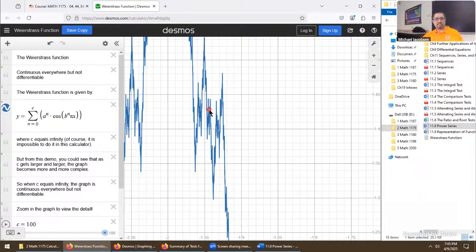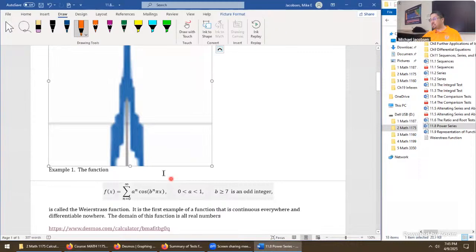Software through Desmos is still like 10 years behind. To really show this well, you'd have to code this up yourself. Using something like Python could do really well, efficiently show this fractal behavior. But that's a bizarre function.